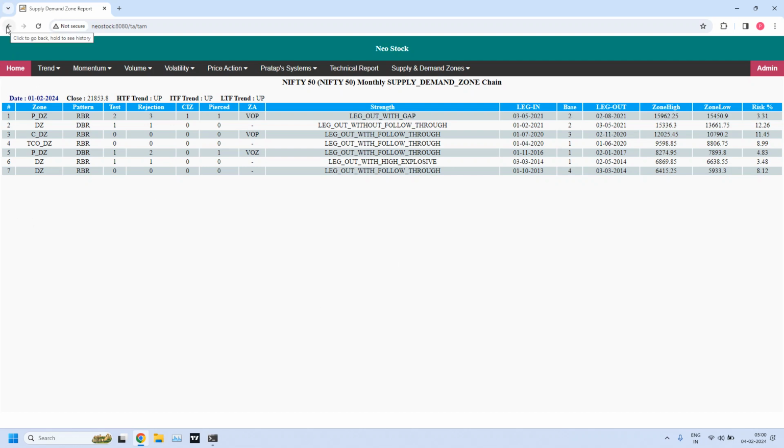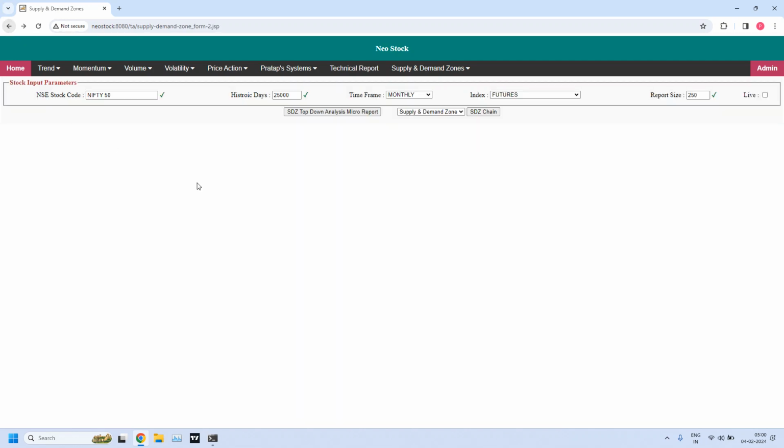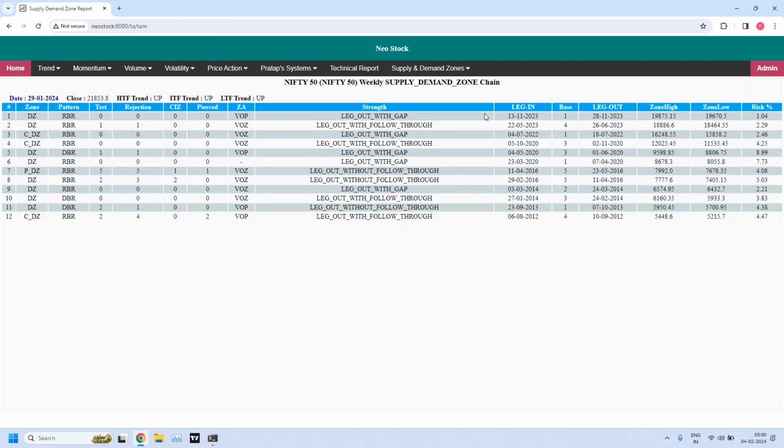So let me go back. Let me change the time frame to weekly. From here, you can find the most recent zones. This is also an all-time high zone, not having any supply zones, because currently Nifty is at an all-time high. Last Friday, it reached the all-time high.